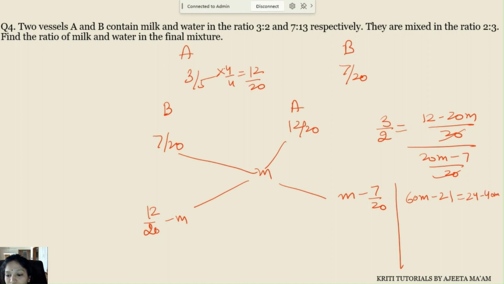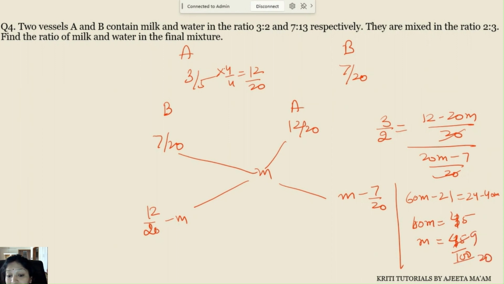Right? Just check. So what do you get? 100 M is equal to 35. So what's the value of M? 35 by, sorry, 45 by 100, right? So 45 by 100, if I reduce it, I get 9 by 20.